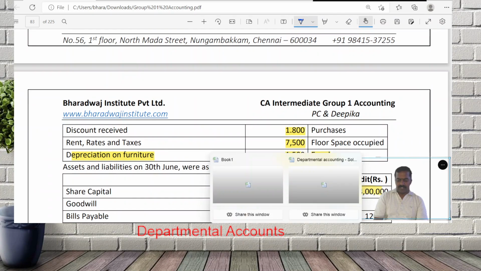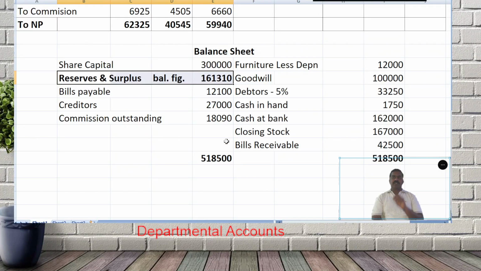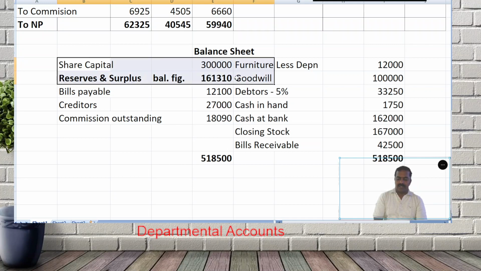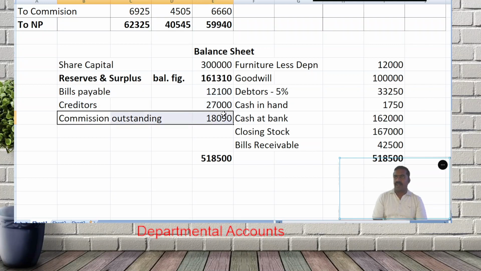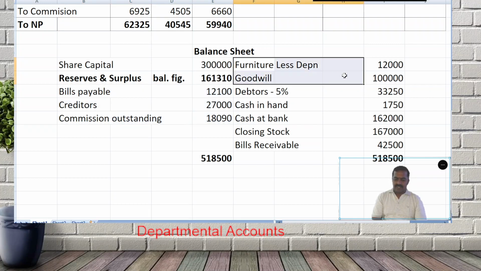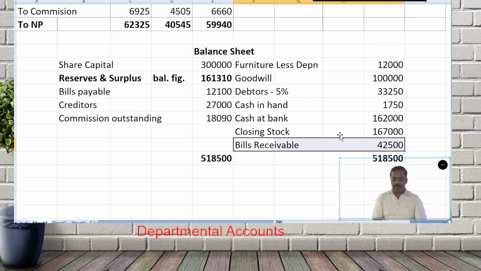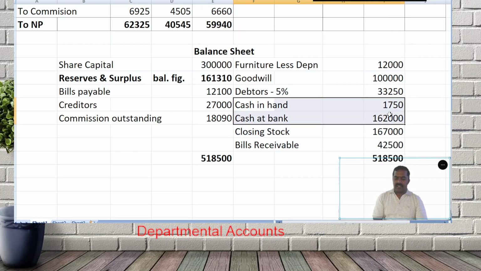If it is asked in the examination, you should follow the Schedule 3 format of a company. Equity and liabilities: share capital plus reserves will come under shareholders' funds. Bills payable and creditors will come under current liabilities, trade payables. Commission outstanding will come under other current liabilities. This will come under non-current asset. Debtors and bills receivable will be called trade receivables. Cash at bank will come under cash and cash equivalents, then inventory.